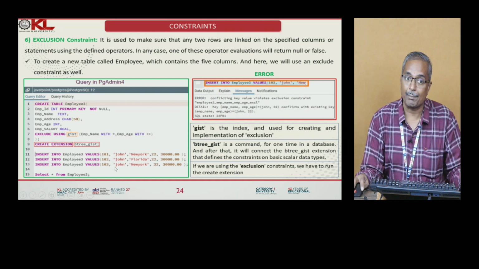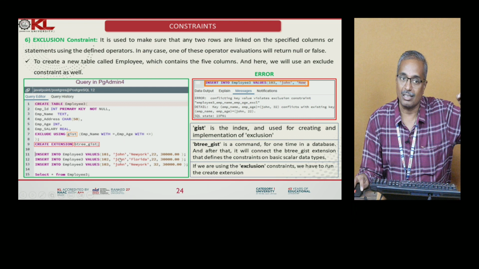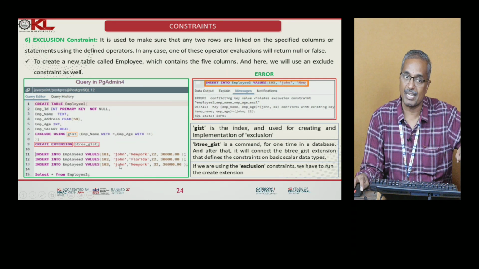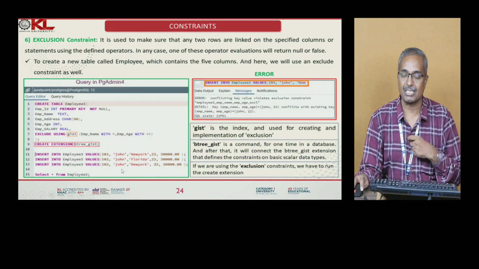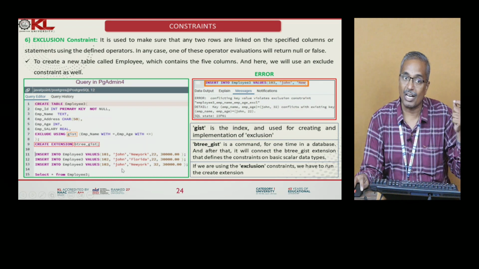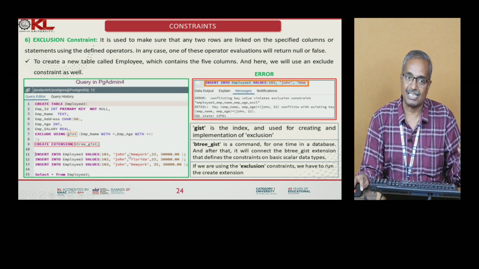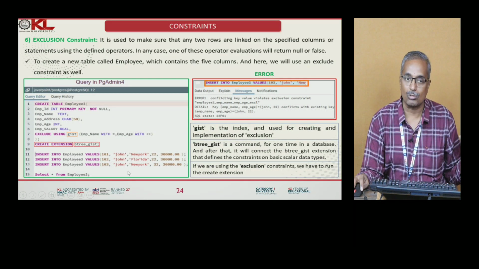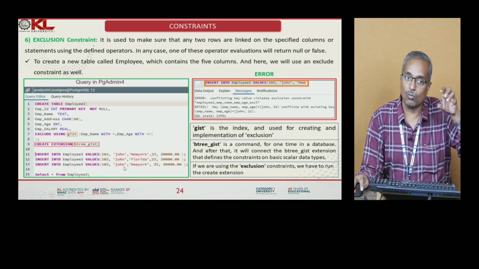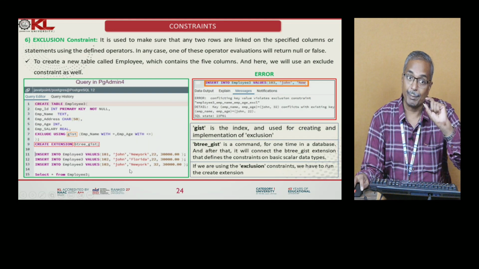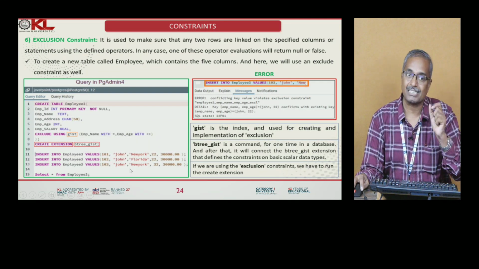So what is happening is that duplicate data is coming. 101 name is John, 102 name is also John, 103 name is also John. Hope you are all following. So therefore what happens is all names are which one? Johns.